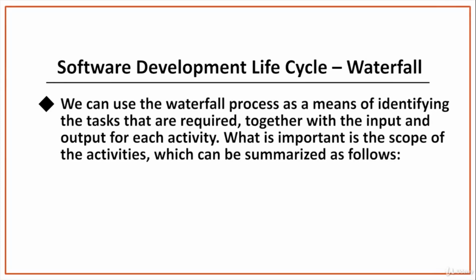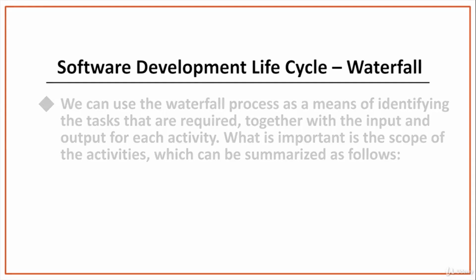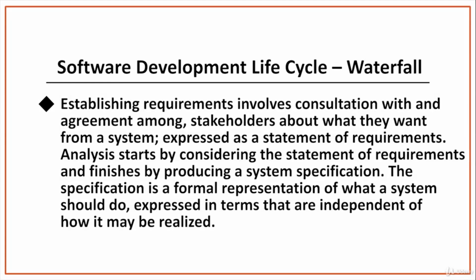We can use the waterfall process as a means of identifying the tasks that are required, together with the input and output for each activity. What is important is the scope of the activities, which can be summarized as follows. Establishing requirements involves consultation with and agreement among stakeholders about what they want from a system, expressed as a statement of requirements. Analysis starts by considering the statement of requirements and finishes by producing a system specification.